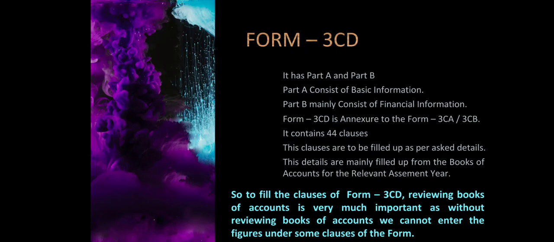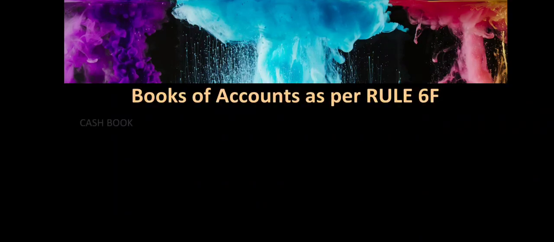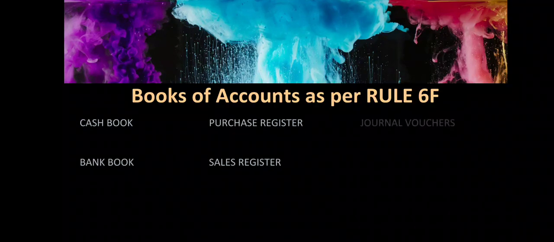So books of account are one of the important things to be reviewed for any audit, and mostly for tax audit, because under tax audit many compliance observations have to be entered in the specified format, and one of the most important is about TDS, statutory dues, etc. Further, income tax has also specified the books of accounts to be maintained as per Rule 6F, that are cash book, bank book, purchase register, sales register, journal vouchers, and ledgers.